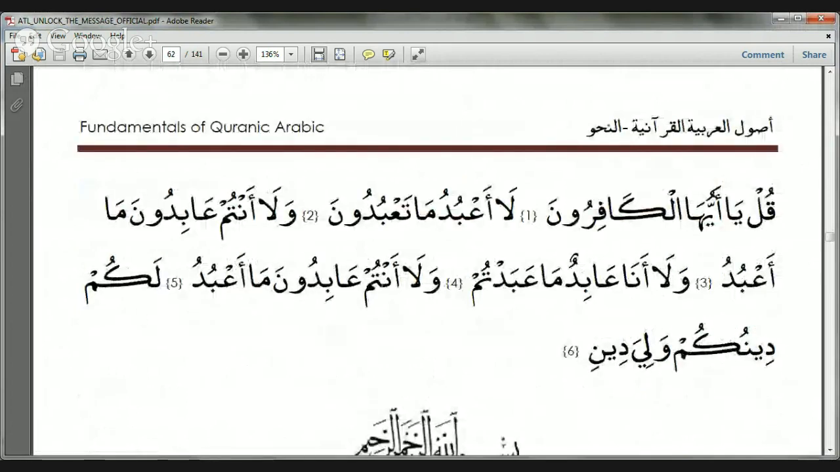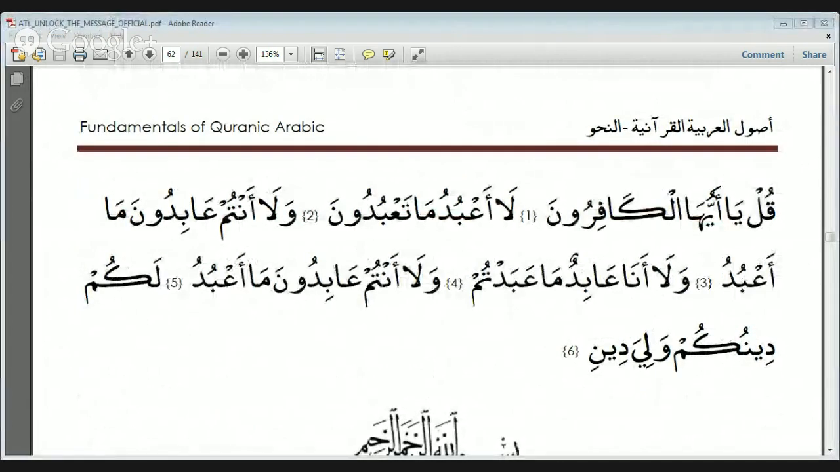All right, let's find some proper nouns in the Quran. Suratul Fajr.